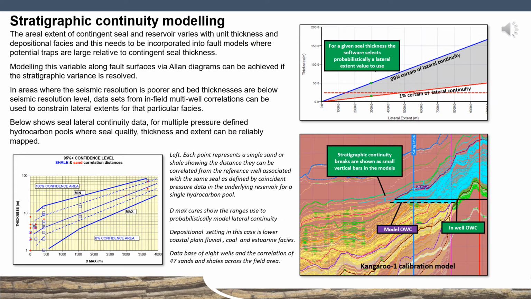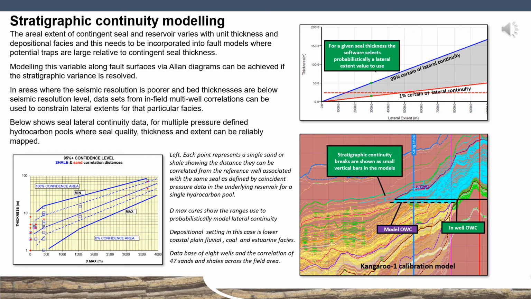In faulted structures where the seals are relatively thin, it's important to consider the lateral continuity of the individual seals. To do this, we look at existing fields in the similar facies, and we look from multiple wells in that field at the lateral continuity of individual seals and how they vary in thickness and quality over the field area.